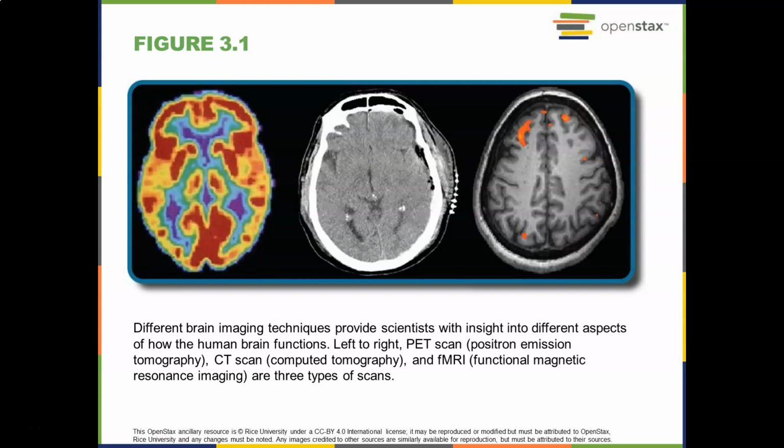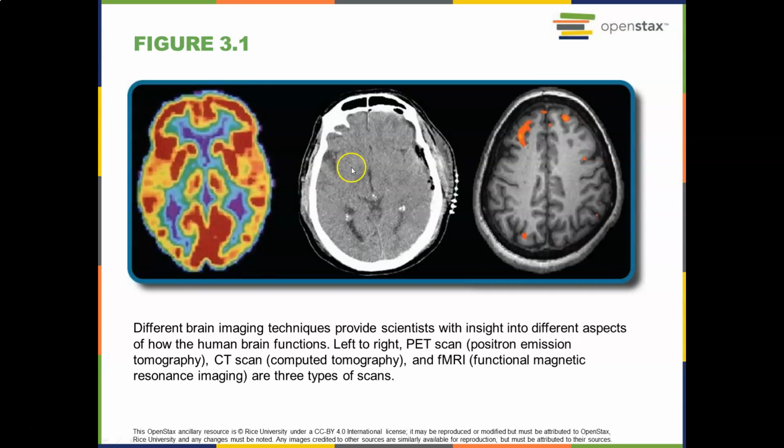So, first of all, when neuroscientists are looking at the brain, they'll use different brain imaging techniques, such as, from left to right here, a PET scan. That stands for positron emission tomography. Don't have to memorize that, don't have to worry about it, but just to give you some examples here.